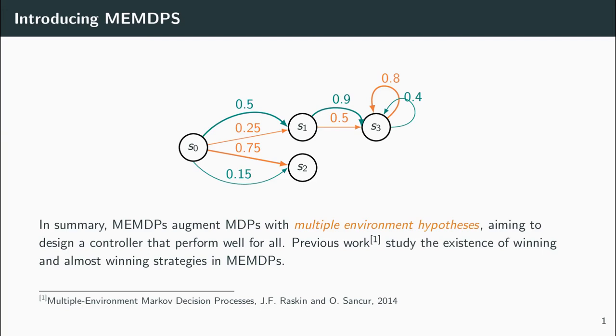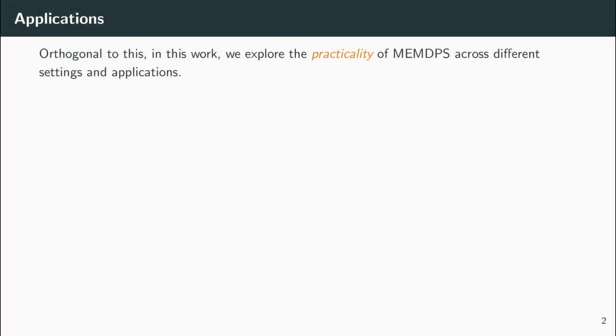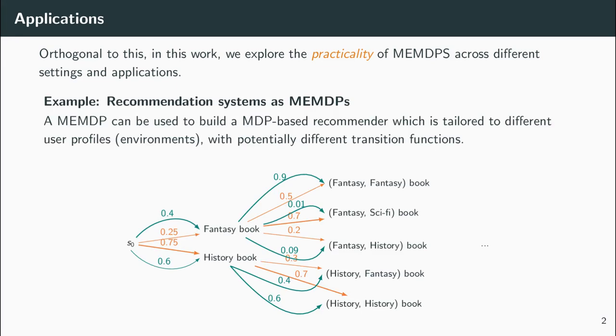So this allows us to introduce some context into MDPs, and previous work has studied how to obtain winning strategies for MEMDPs. Orthogonal to this, in this work we're going to study how we can use them in practice, in particular how we can do it efficiently. One application we're going to focus on here is recommendation systems.